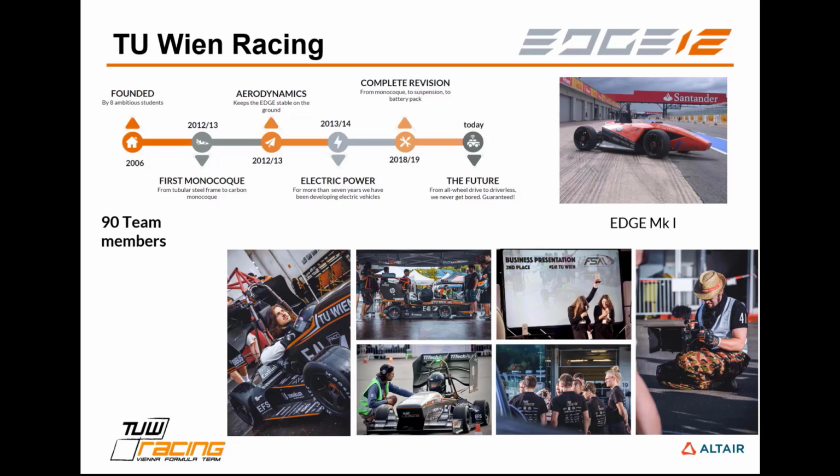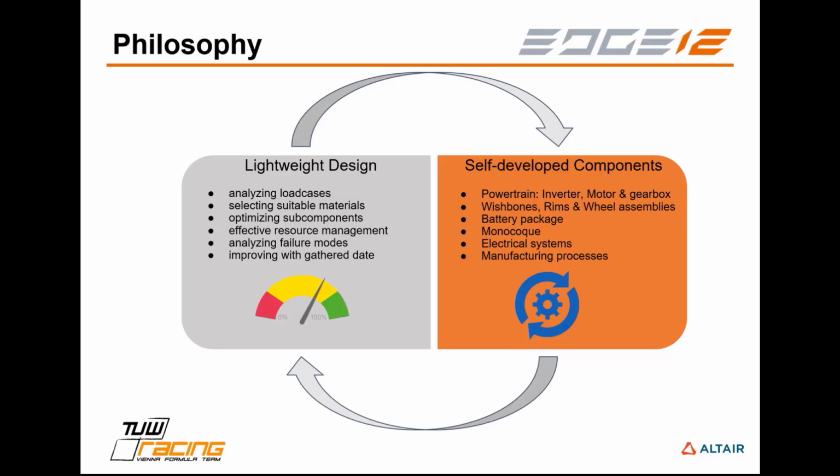TU Wien Racing is a Formula Student team founded in 2006 and based in Vienna. Since the year 2013, we're building electric race cars, with which we're competing at Formula Student events all over Europe. Our philosophy is to find the lightest possible solution, and that's the reason why nearly everything on our car is developed by ourselves. For example, our self-developed powertrain, so the electric motors, inverter, gearbox, and also the battery pack are all designed and analyzed by our engineers here in Vienna.